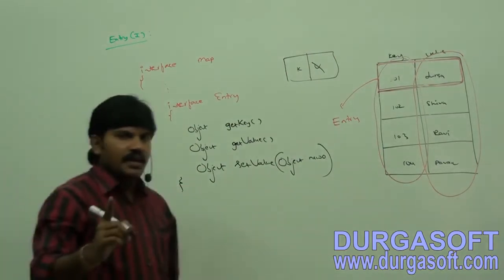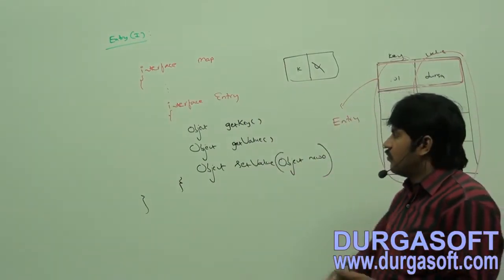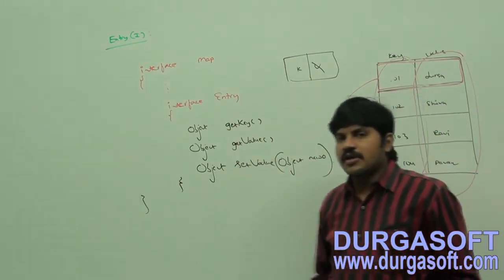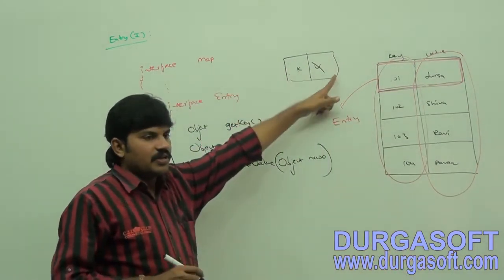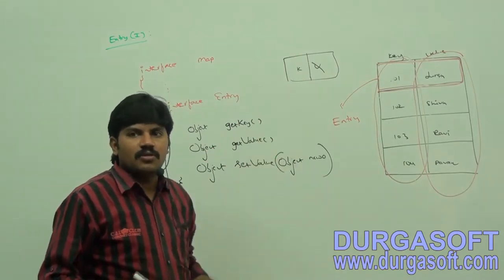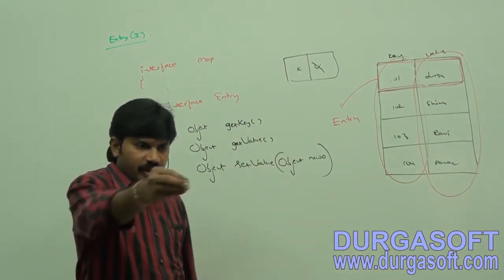So what is an entry? On the entry object, which methods can we apply? How many methods can we apply on the entry object? Three methods: getKey, getValue, setValue. In total, 3 methods we can apply. Any explanation required at this point?